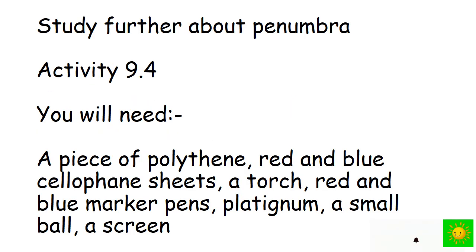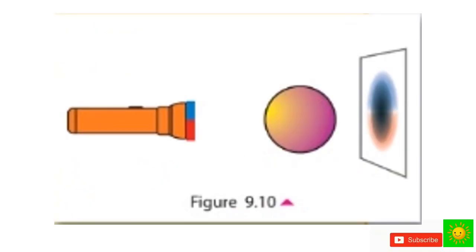To study further about penumbra, we have to do a small activity by using a piece of polythene, red and blue cellophane sheet, a torch, red and blue marker pens, a small ball and a screen. What do you have to do? Tie the piece of polythene onto the face of the torch and divide it into two semicircles. Color one of the semicircles in blue and the other one in red, or use red or blue cellophane to cover the face of the torch. Light the torch and focus it until you observe mixed colors on the screen.